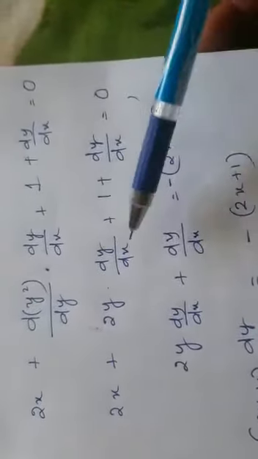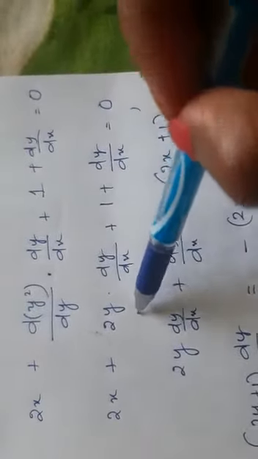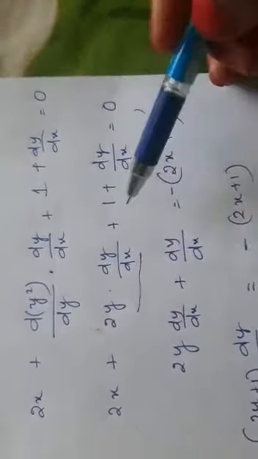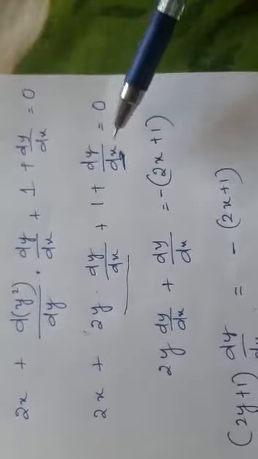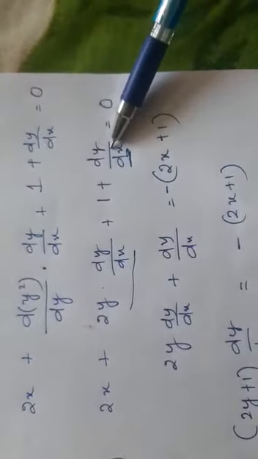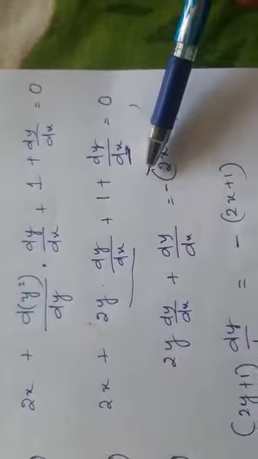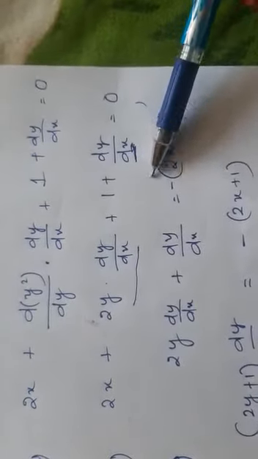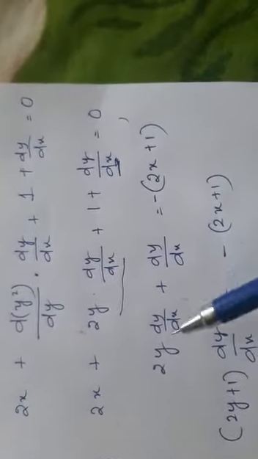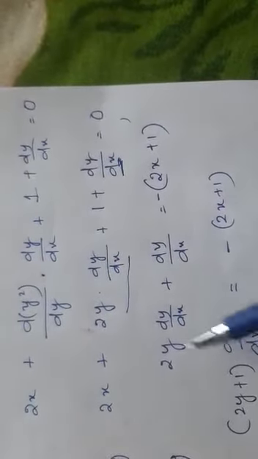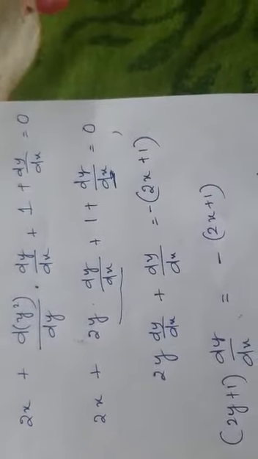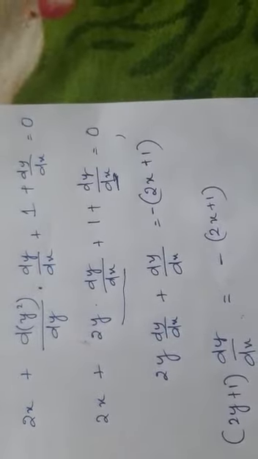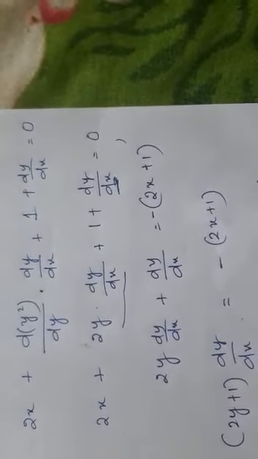Now the terms that contain dy by dx on one side. Here one dy by dx is there, and in the fourth term dy by dx is there. So the terms that contain dy by dx go on one side, and the terms that do not contain dy by dx go on the other side. Now taking dy by dx common, (2y + 1) dy by dx is equal to minus (2x + 1). So dy by dx is equal to minus (2x + 1) divided by (2y + 1). That is your answer. This is your dy by dx.